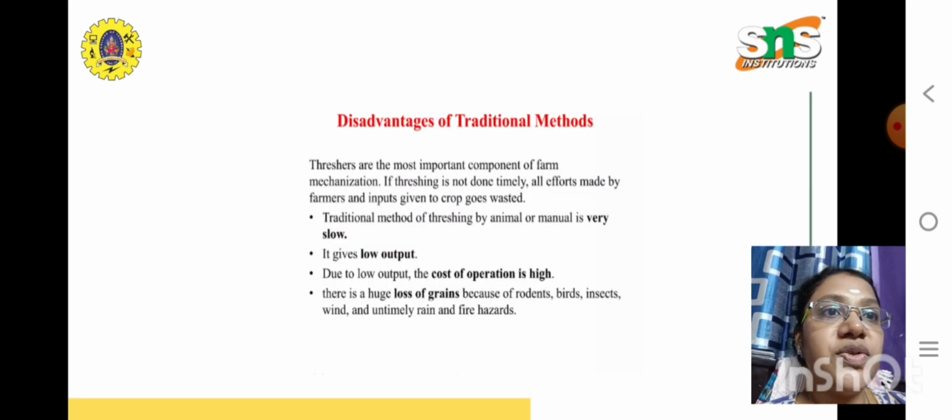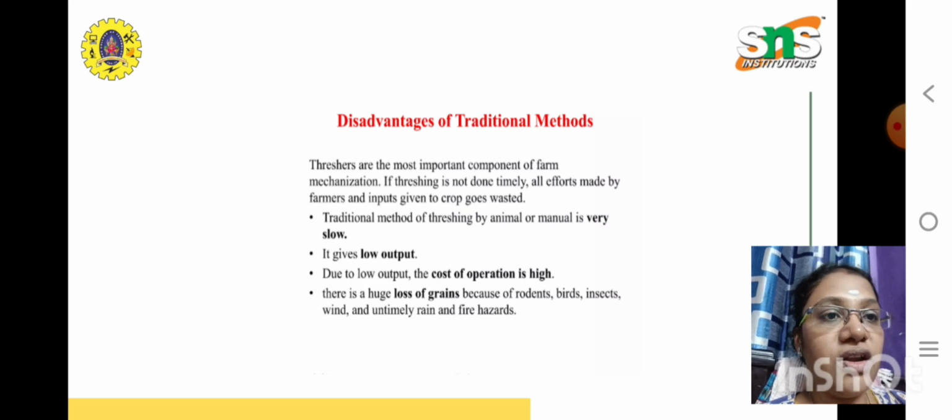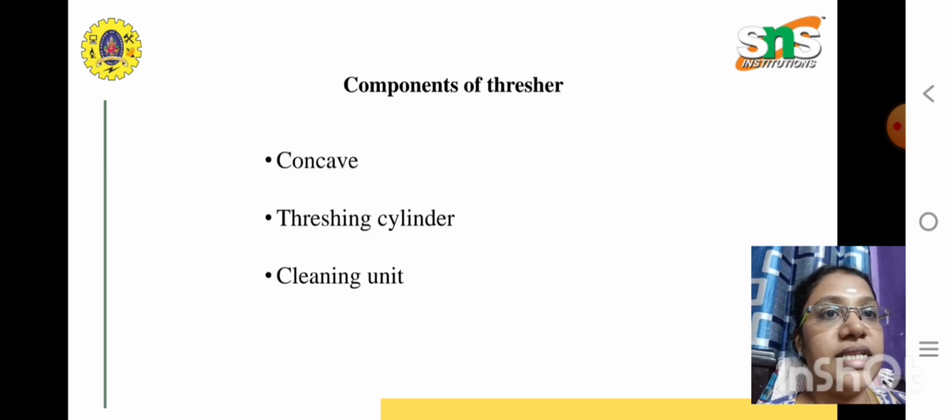Coming to the different disadvantages of the traditional methods. The first one, as we all know, since it is done by animal or manual labor, it is very slow. It gives a very low output. Due to low output, the cost of operation will be high, and there is a huge loss of grains because of rodents, birds and insects.